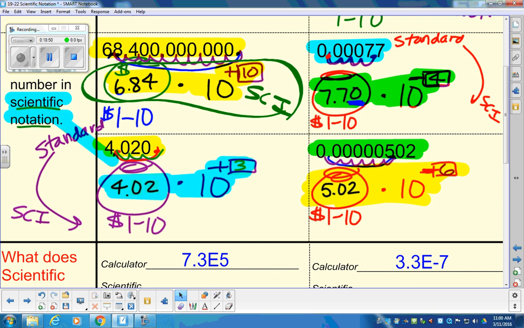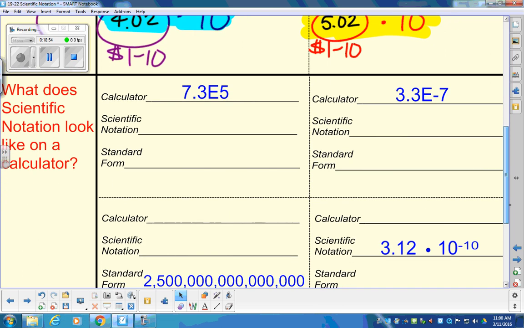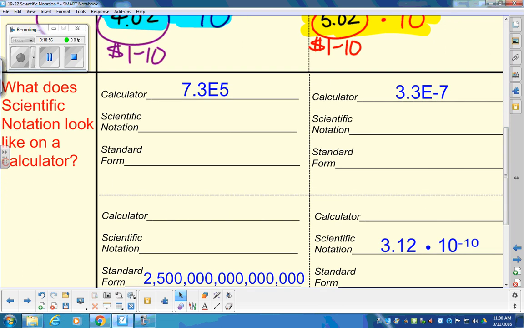All right, switching gears. So we talked scientific today. We talked standard, the answer. So let's talk about your calculator. Calculator notation works a little bit different.